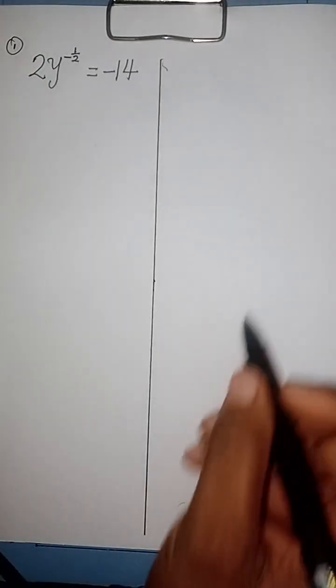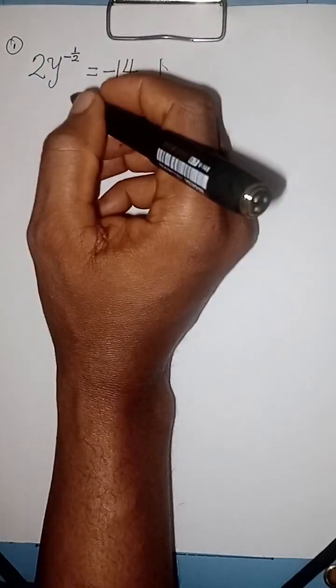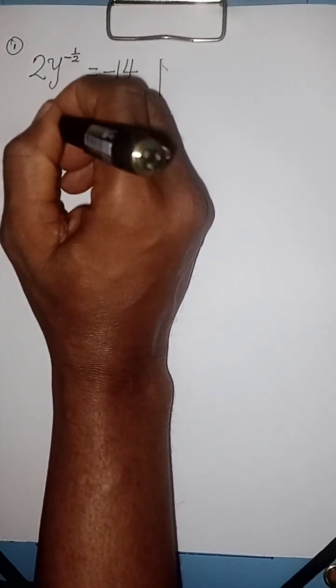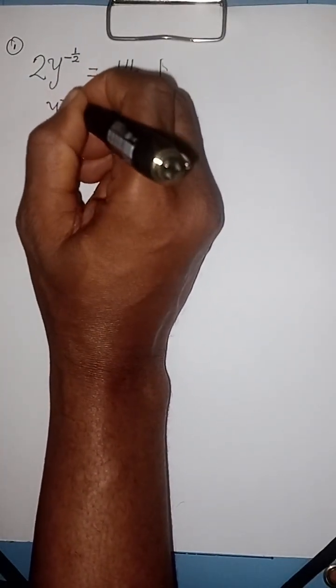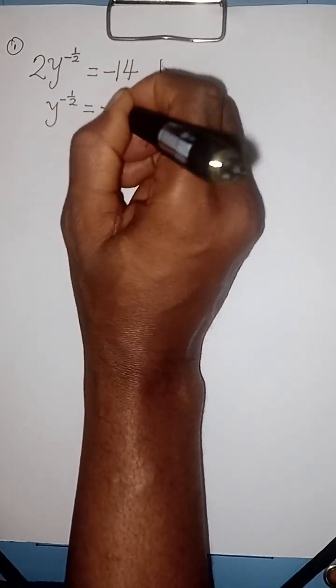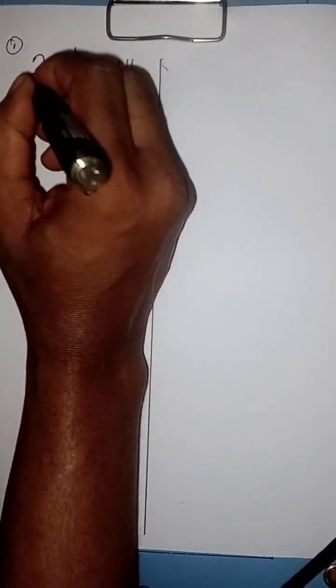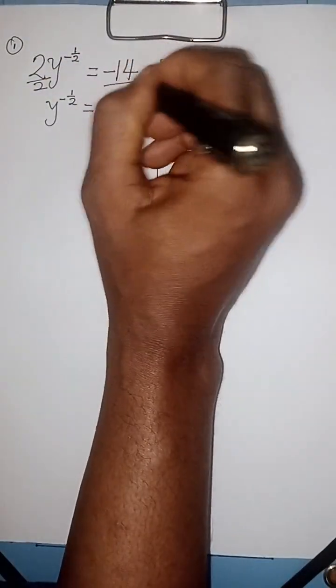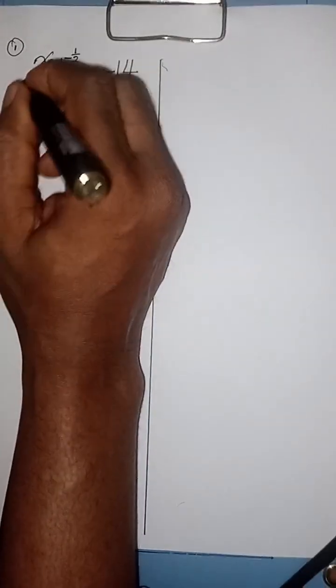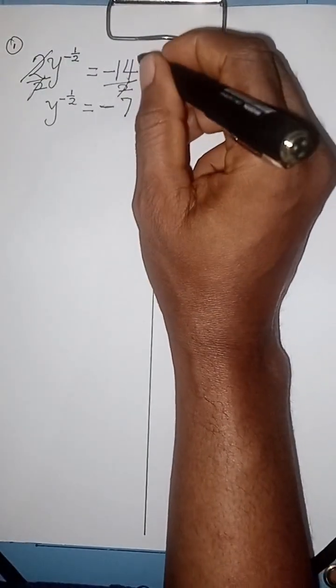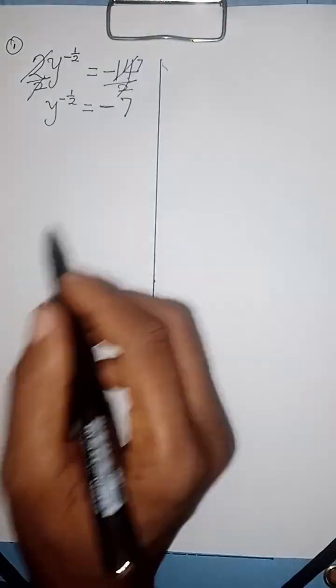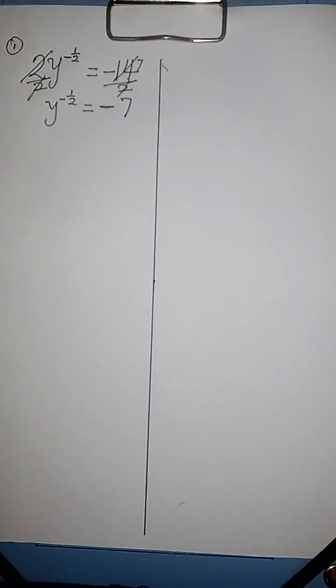1 over 2. If I do that, I'm going to have y raised to power minus 1 over 2 equal to minus 7. Now remember, I've divided both sides by 2. It's just to divide this by 2 and divide this by 2. So this 2 will cancel out. And when 2 cancel 14, it will be 7. So that's how I got this.